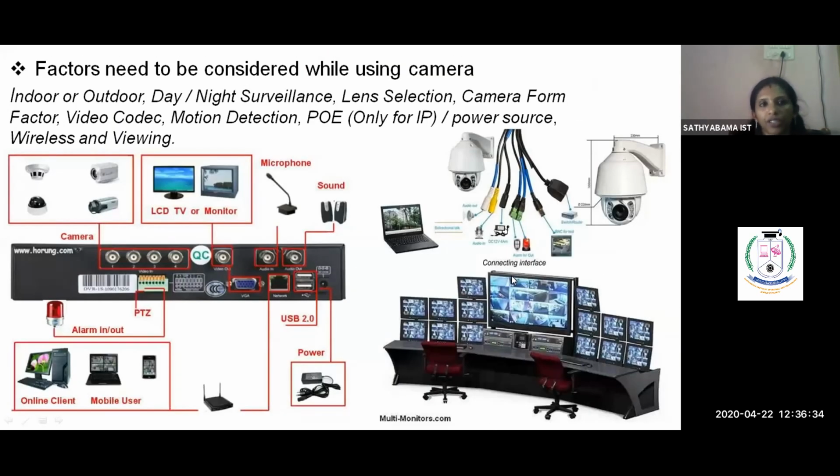The factors to consider when using cameras are whether you will have an indoor or outdoor unit and surveillance, lens selection, cameras for various applications, then power sources. These are the main things required for your cameras. Okay. This is the basic diagram used for connecting a CCTV.